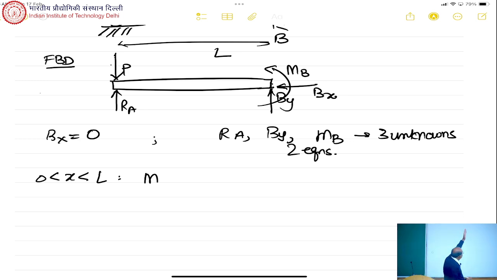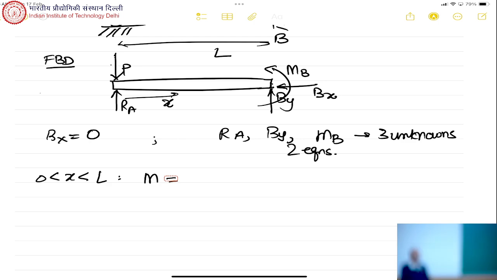Now it turns out if I start from x is equal to 0 to L, the bending moment equation stays the same. What is the bending moment equation? What is M equal to? At any distance x, what is the bending moment in terms of these variables? Anyone else? What's the expression for the bending moment?